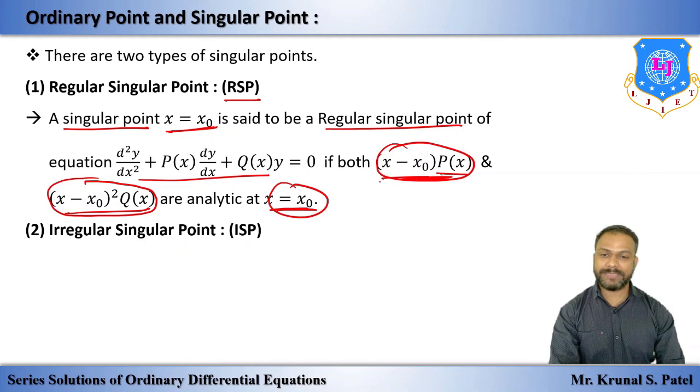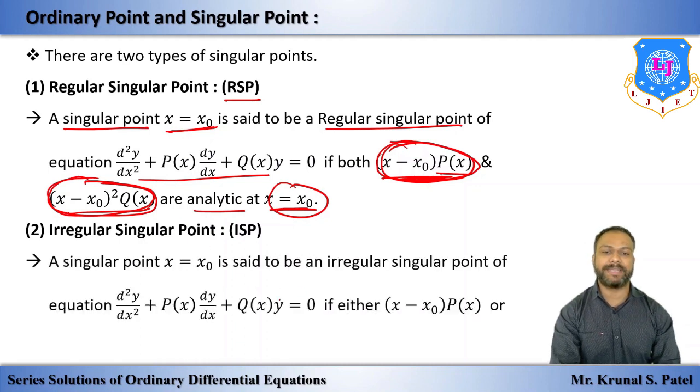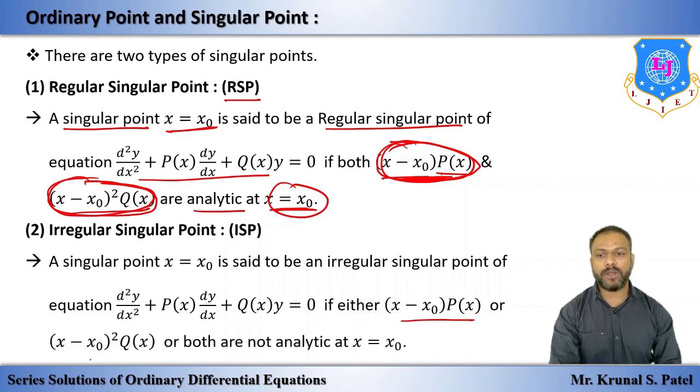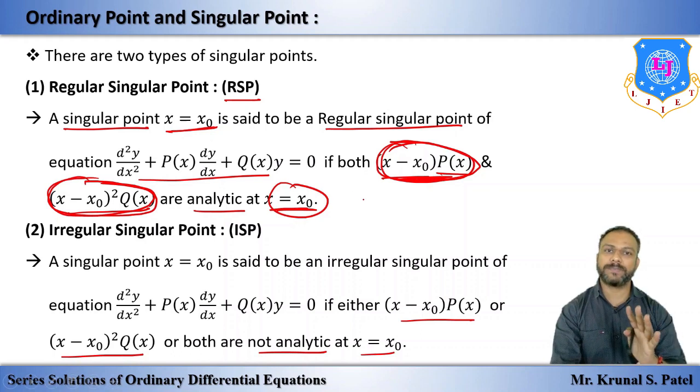It is the same definition; just remember that if x minus x0 into P of x and x minus x0 whole square into Q of x both are analytic, then it is an RSP. If either x minus x0 into P of x or x minus x0 whole square into Q of x, or both, are not analytic, that means infinite, then that point is called an ISP. So we have four definitions: ordinary point, and singular point, which has two types: regular singular point and irregular singular point.